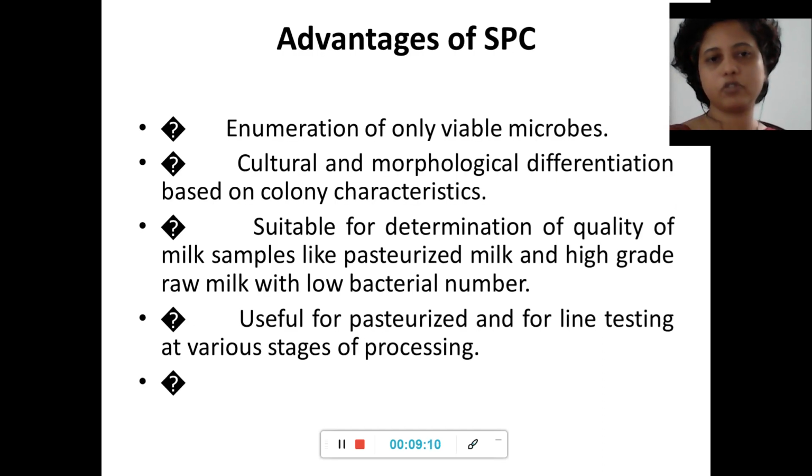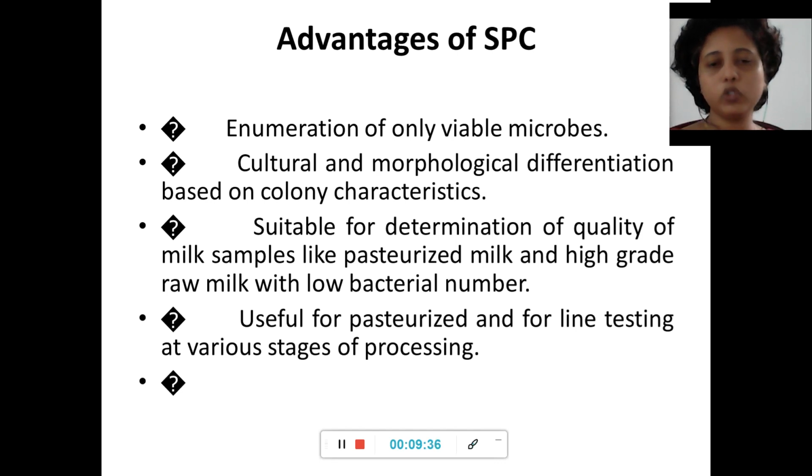The advantages, we have already mentioned this. The enumeration of only viable microbes is possible. In the case of other direct microscopic counts, you do not get to know whether it is a dead cell or a living cell, but in the standard plate count method you can estimate only the living microbes. So that is an advantage here. And the cultural and the morphological differentiation can be done based upon the colony characteristics.